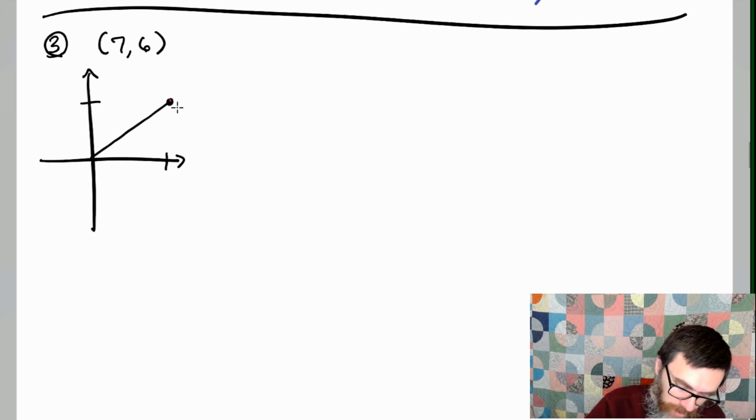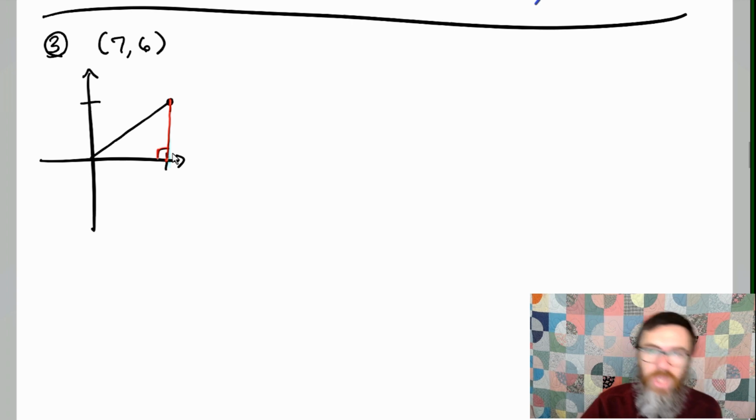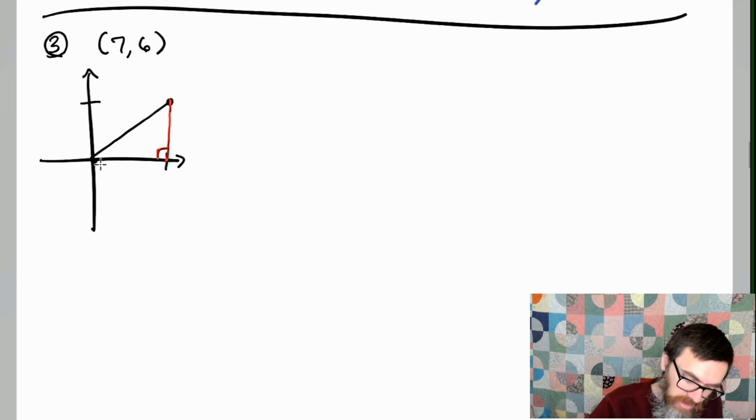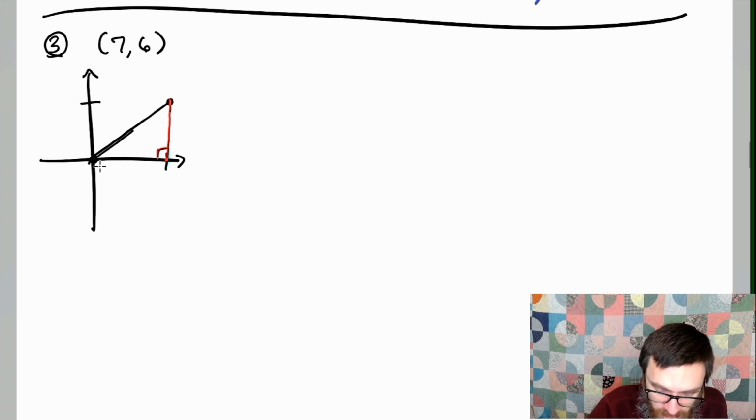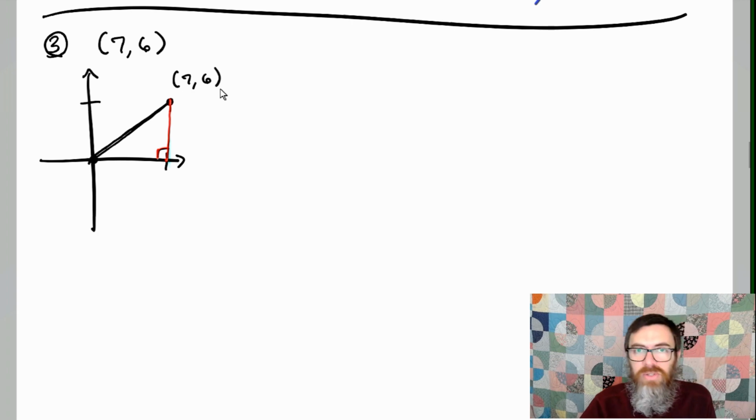Again, we drop the perpendicular. Your angle must start at the origin. It has to. And then you go from there to and through the point that is given to us, in this case, 7, 6. And once we have that ordered pair, we can then start putting in and labeling the side lengths.